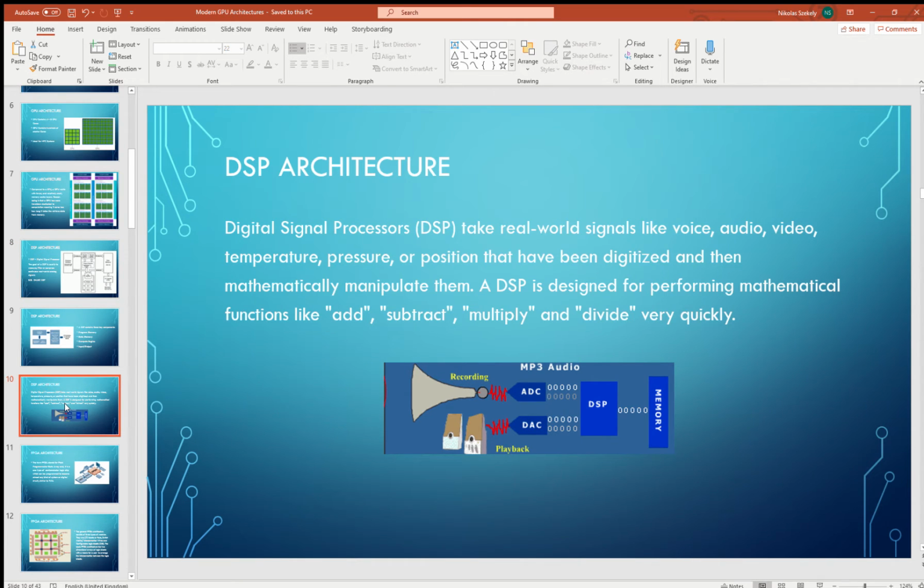Digital signal processors take our real-world signals like voice, audio, video, temperature, pressure, or position that have been digitalized and then mathematically manipulate them. A DSP is designed for performing mathematical functions like add, subtract, and divide very quickly.